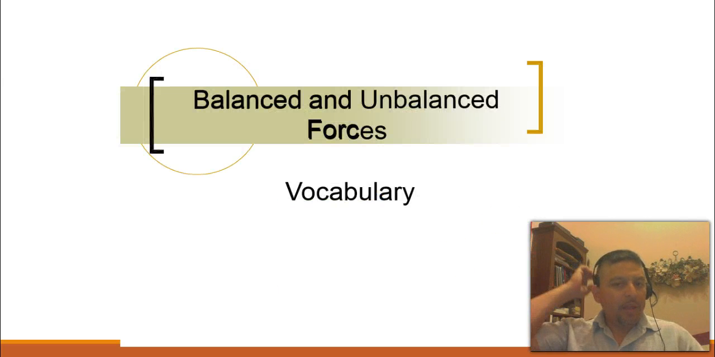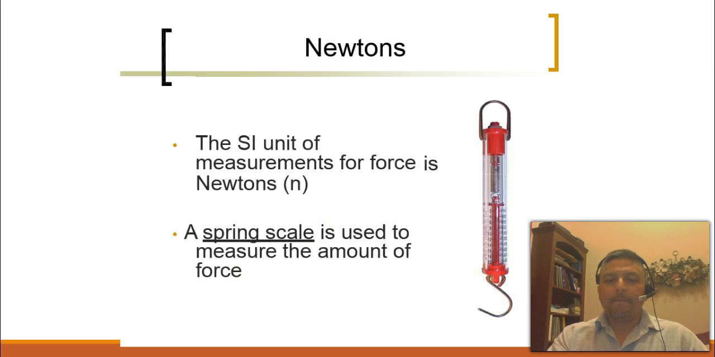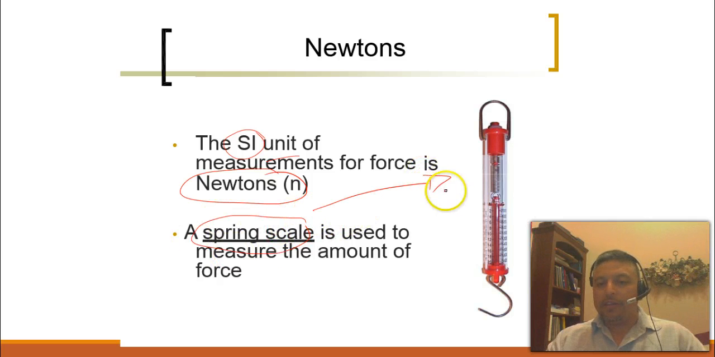Very simple. For your vocabulary words, remember, you need to know what a force is. And very simple, just keep it simple. Alright? It's a push or a pull. And this one causes objects to move, to stop, or to change direction, to accelerate also, right? Newtons, remember that is the SI unit of measurement. These are the international standard units of measurement. And the unit of measurement is called a Newton. Alright? This is the spring scale. This is the actual equipment that we use in the lab to measure the amount of force. Or, I'm sorry, this is what it's made for, to measure the amount of force.